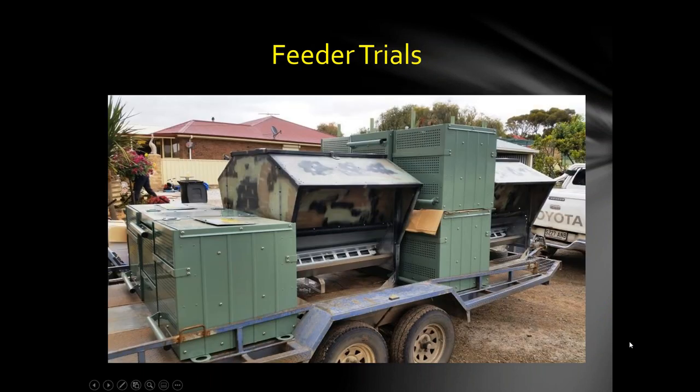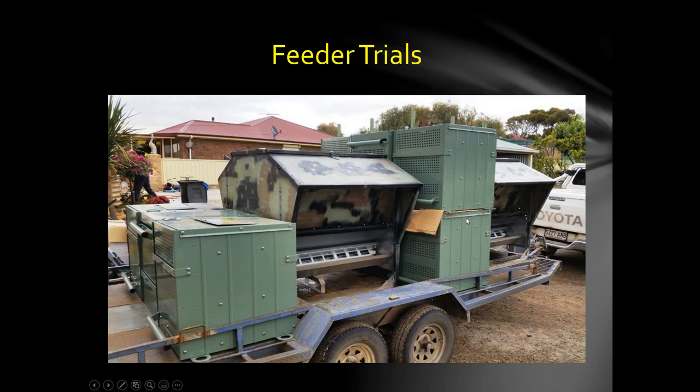We started a few years back doing feeder trials. The big feeder in the middle is one that we made up, adapted from a cattle feeder. All the other feeders are the only approved bait delivery devices that you can get at the moment, and they're the hog hoppers. Western LLS bought 100 of them, and they weren't being used, so we just thought we'd get them and show that they can be used and they can work.